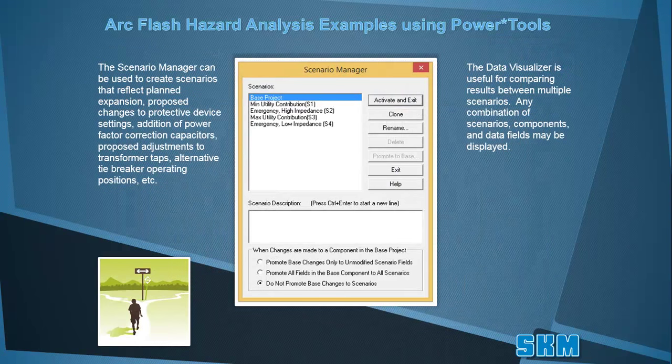We will be taking advantage of some powerful features in the software. The scenario manager can be used to create scenarios that reflect planned expansion, proposed changes to protected device settings, addition of power factor correction capacitors, proposed adjustments to transformer taps, alternative tiebreaker operating positions, and so on. The data visualizer is another time-saving feature. It is useful for comparing results between multiple scenarios. Any combination of scenarios, components, and data fields may be displayed.